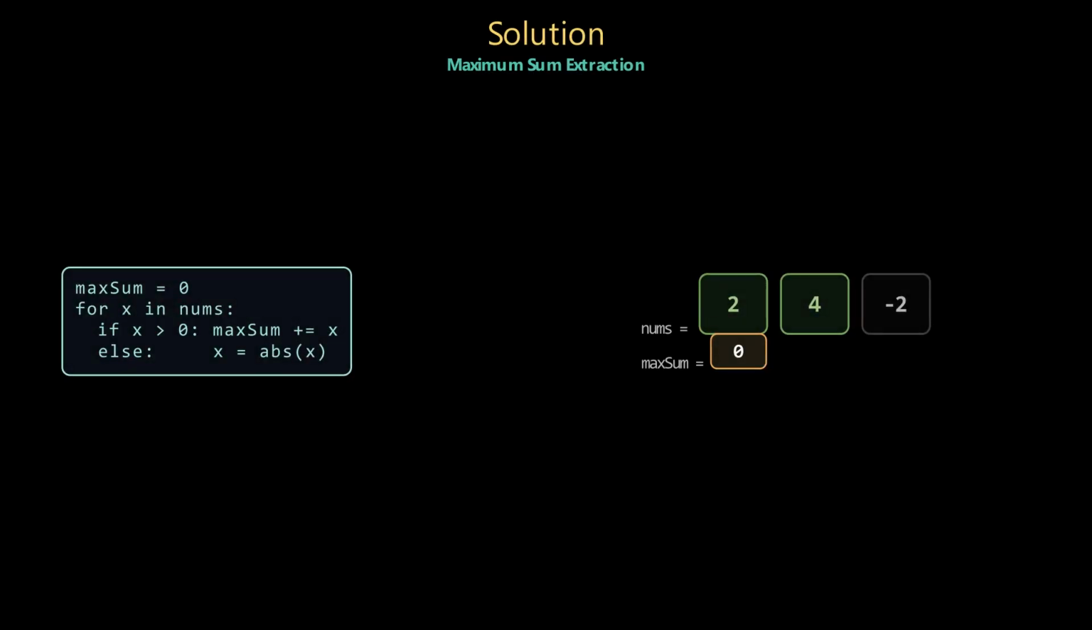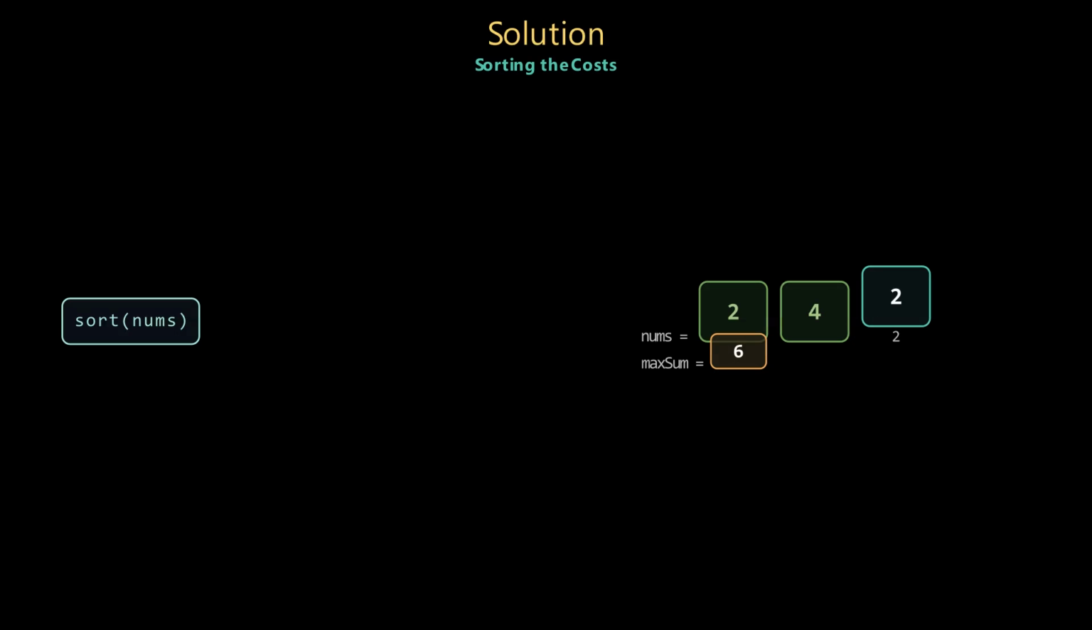We begin by calculating our absolute maximum possible sum. We loop through the array, adding all positive values to our running baseline. If we encounter a negative number, we transform it into its absolute value, turning our array into a uniform list of penalties. Next, we sort our uniform penalty array in ascending order. This guarantees that our state machine will process the lowest possible penalties first, minimizing the work our heap has to do.